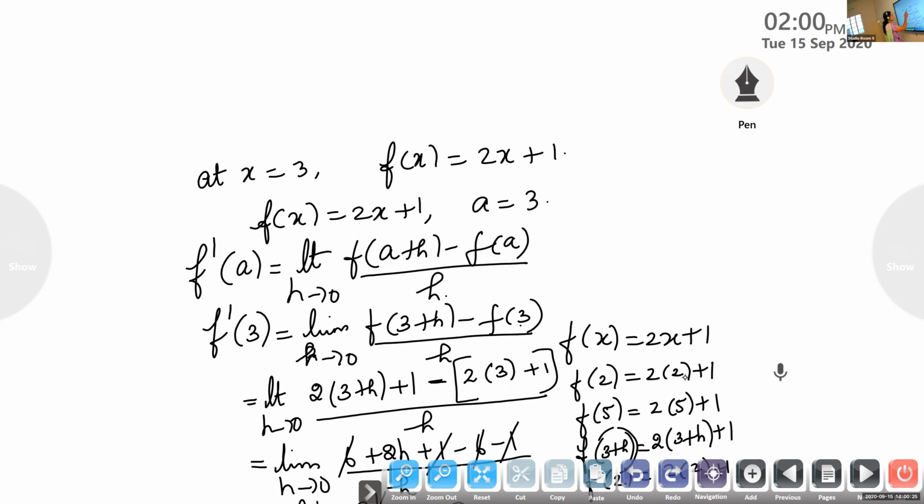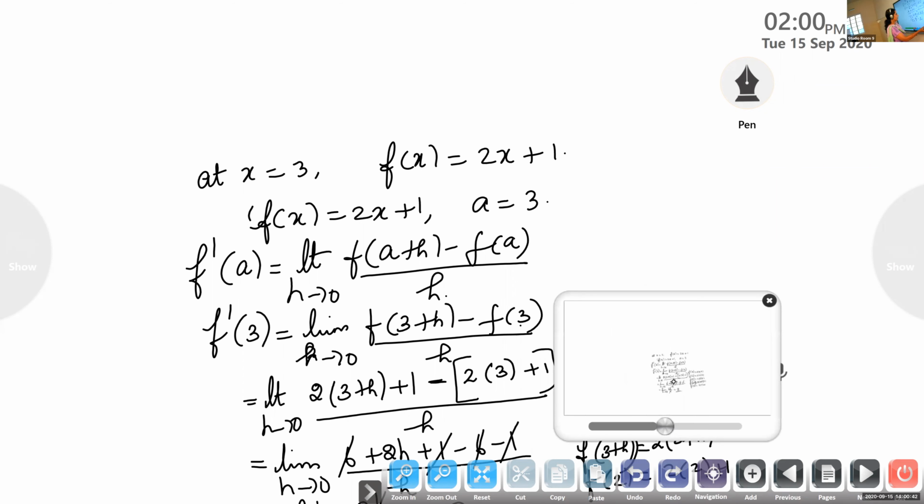Here the function f of x is 2x plus 1. So f of 3 plus h means 2 into 3 plus h plus 1 minus f of 3, 2 into 3. In the place of x we put 3. So 2 into 3 plus 1. Next step, you open the bracket.